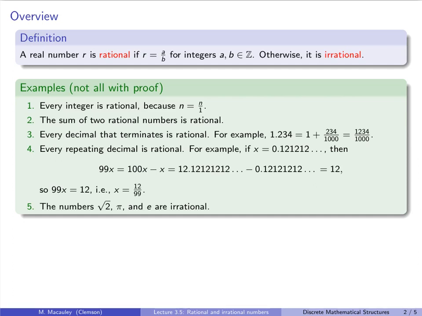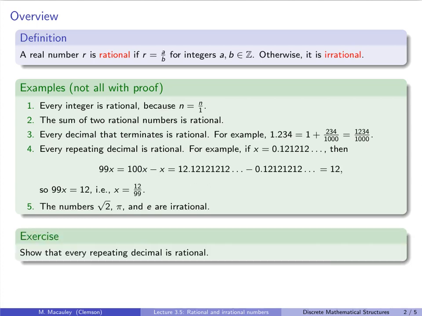Finally, the numbers square root of 2, pi, and e are all irrational. I will prove later in this lecture that root 2 is irrational. We will not prove that pi or e are irrational. I will leave you with an exercise to show that every repeating decimal is rational. Now, I did outline the technique above, but I encourage you to pause the video and give it a shot on your own to write that up into a coherent argument.